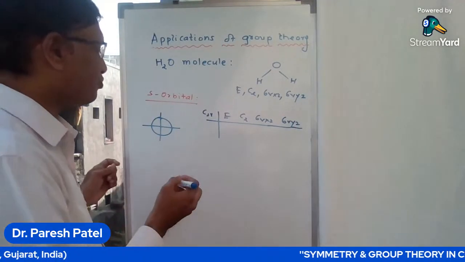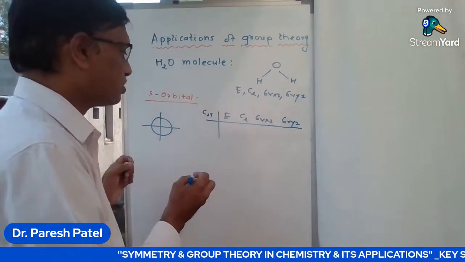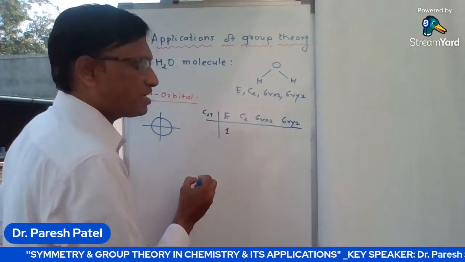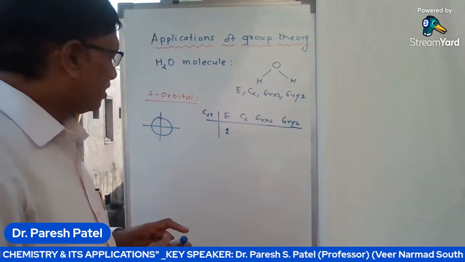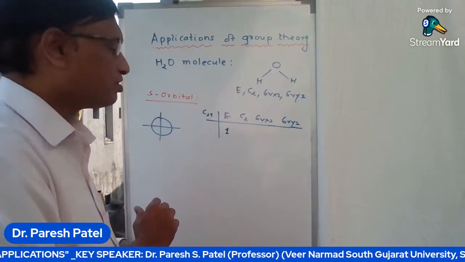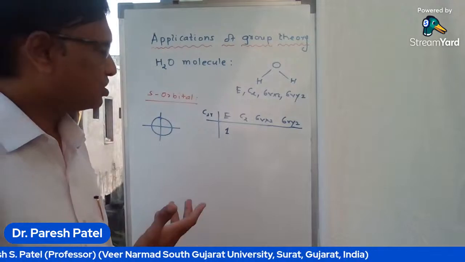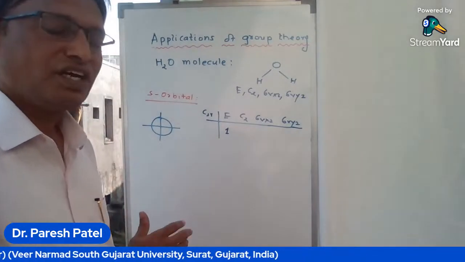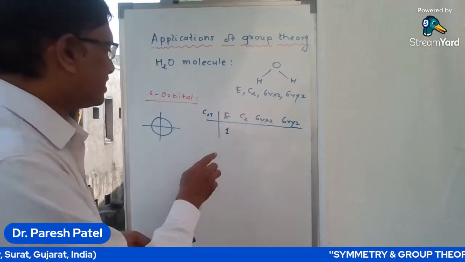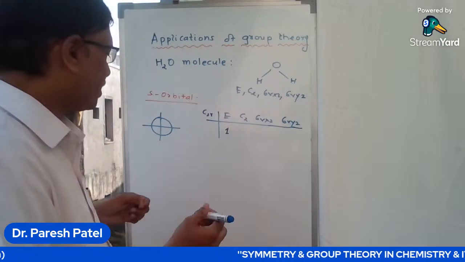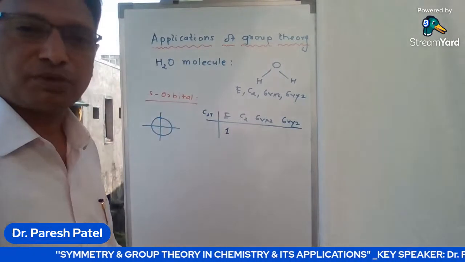So first, if you operate the identity symmetry operation on the spherical shape of the s orbital, there is no change. It means the character can be assigned as +1. Now, if you operate different symmetry operations on the different orbitals and it remains unchanged, the character is assigned as +1. If it changes to the opposite, we have to assign the character -1. So in this case, if we operate identity on the s orbital, there is no change in its spherical shape.